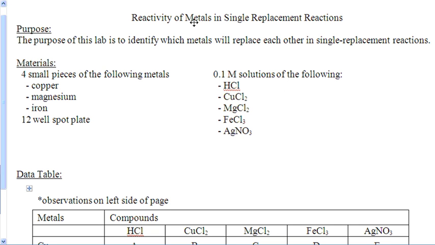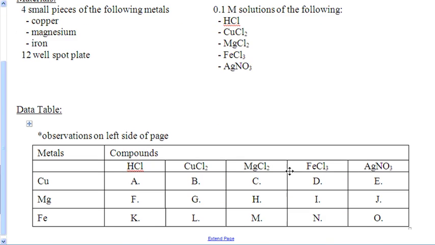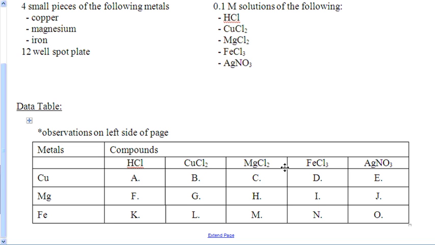All right, in today's video, we are completing the lab about reactivity of metals in a single replacement reaction. So in this lab, we did tests to try and see, for example, will copper and HCl react? So you were supposed to mix those together, and somewhere you should have some form of description, or you may have just written nothing because nothing happened when you reacted those two.